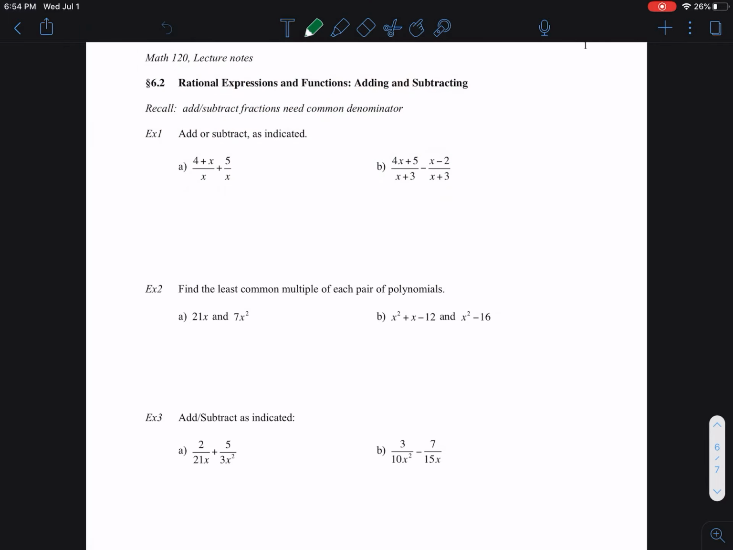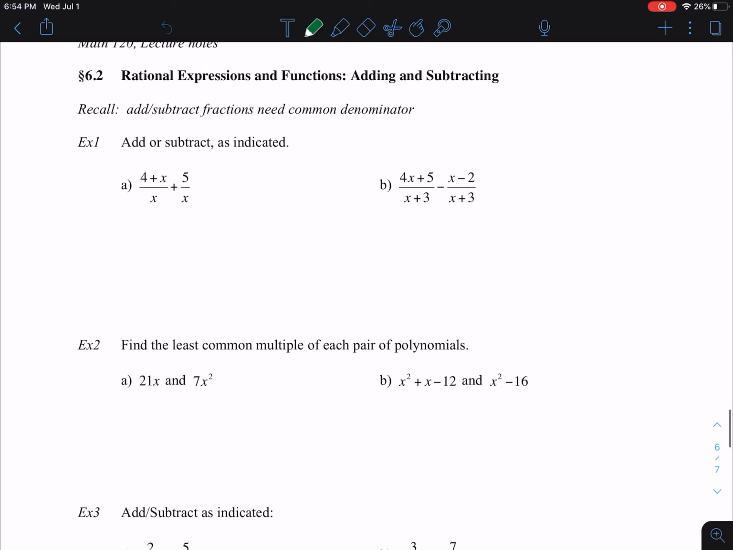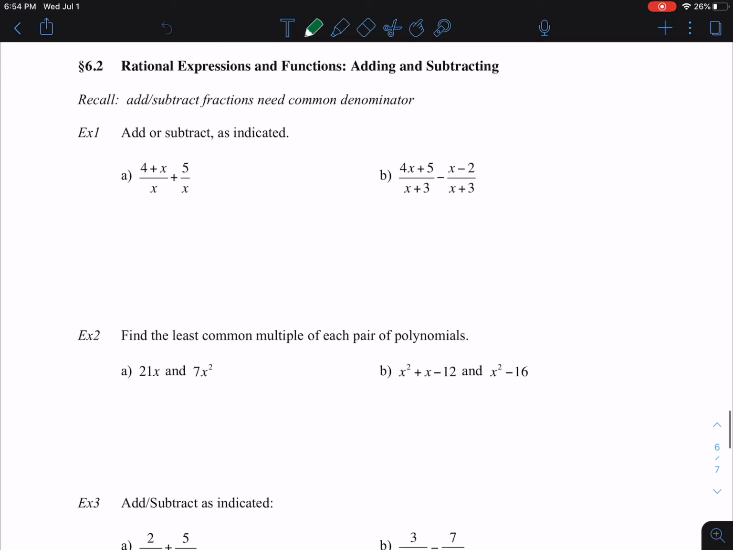So in this 6.2 video, we're gonna look at how to add and subtract rational expressions. It's a little bit trickier than multiplying and dividing rational expressions, because we have to make sure that we have the common denominator before we can add and subtract them, just like adding and subtracting fractions.